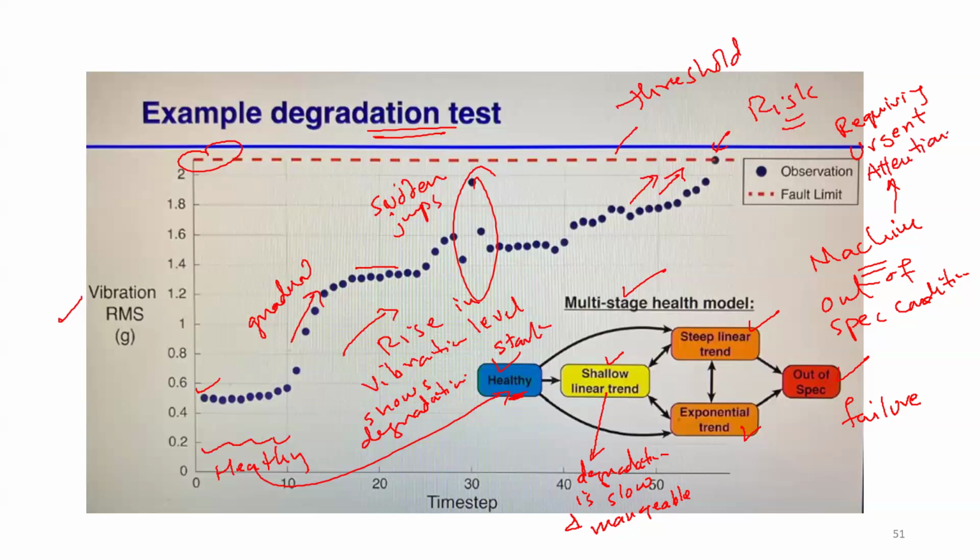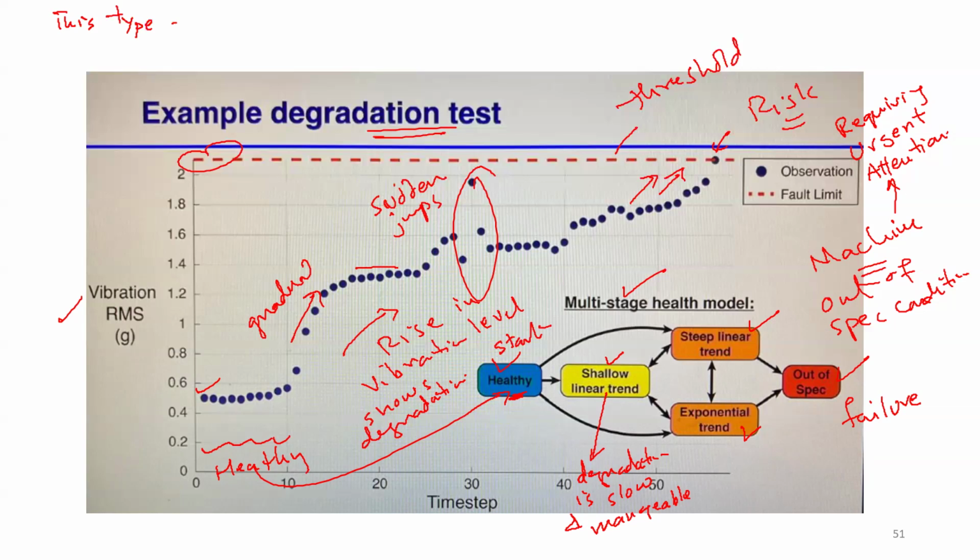Okay, so this type of model helps engineers and data scientists to identify which stage of the degradation the equipment is currently in, and take preemptive actions to reduce the downtime, optimize maintenance schedule, and they can extend the life. Okay, so let me write it down also here.